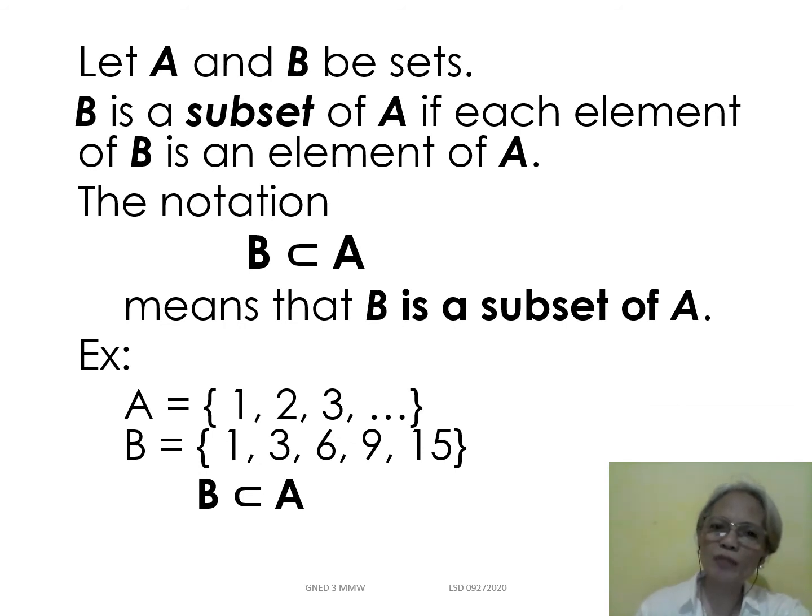Now suppose we have two sets A and B. We say B is a subset of A if each element of B is an element of A, meaning all elements of B can be found in the set A. Then we say B is a subset of A. For example, we have the infinite set A, which contains the elements 1, 2, 3, and so on. So set B containing the elements 1, 3, 6, 9, 15 is a subset of A. In fact, it's a proper subset.